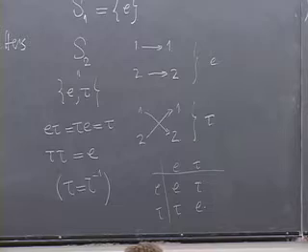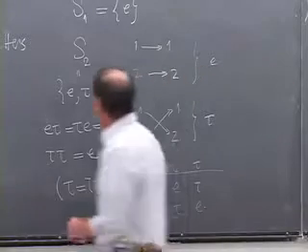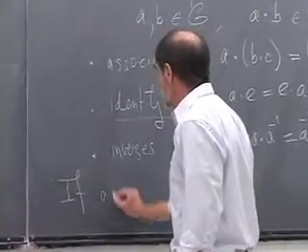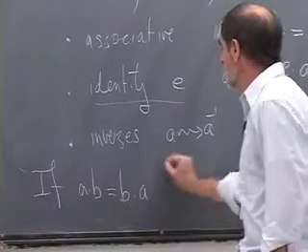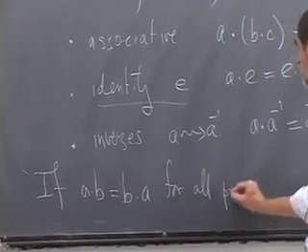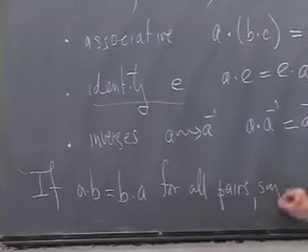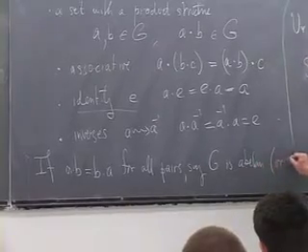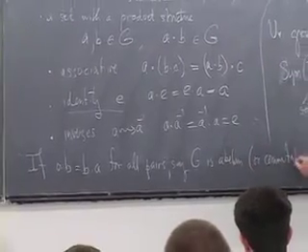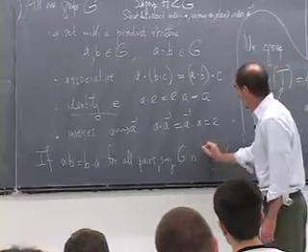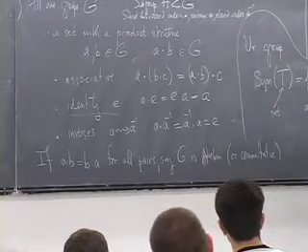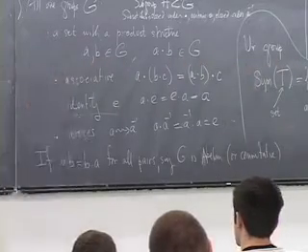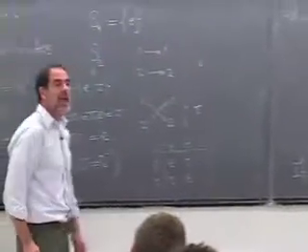Okay? Now that's an example of a group that I called last time abelian or commutative. So if AB is equal to BA for all pairs, say G is abelian or commutative. Some people capitalize abelian in honor of Abel, some people don't. Doesn't make any difference to me. So this group is commutative. Commutative group just means that the multiplication table is symmetric around the diagonal, and this one is.